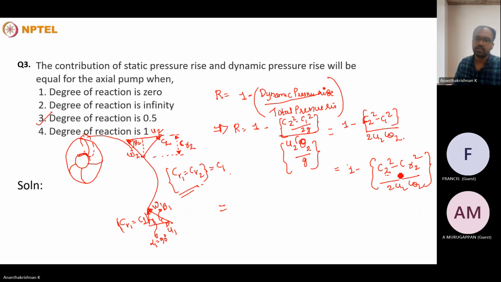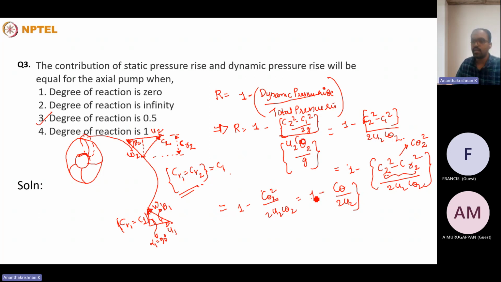This particular term corresponds to the square of the tangential component. So it will come to be 1 minus C theta 2 squared divided by 2U2 C theta 2. It will come out to be 1 minus C theta 2 divided by 2U2. This is the intermediate step in which we can express the degree of reaction in terms of the tangential velocity at the outlet and the blade velocity at the outlet. Now we can further reduce it using the blade angles and other parameters.